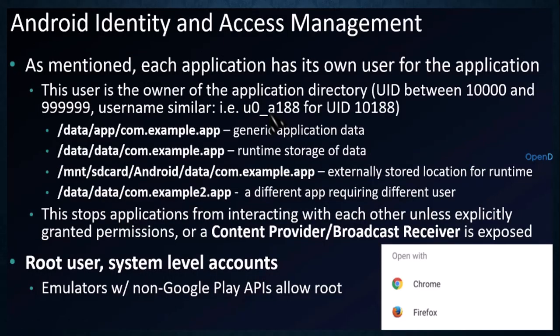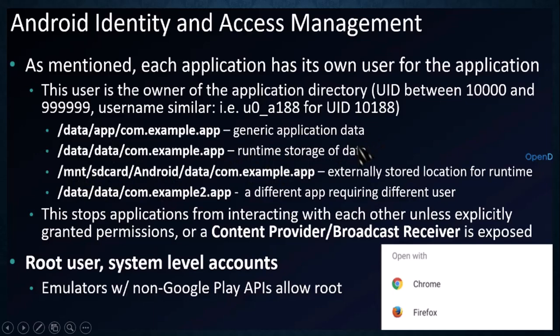Android identity and access management. As mentioned, each application has its own user. This user is the owner of the application directory. UID between 1000 and so on, you can understand all these things as we continue. So here we have data/app/com.example.generic, which means generic application data. We have data. I will show this later. Well, this is access management.